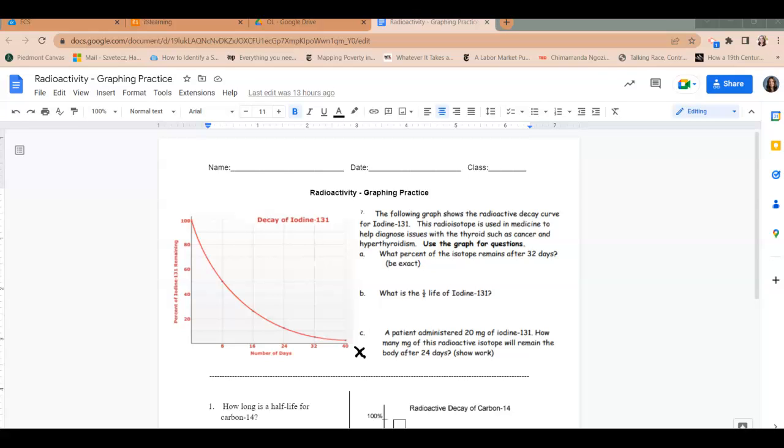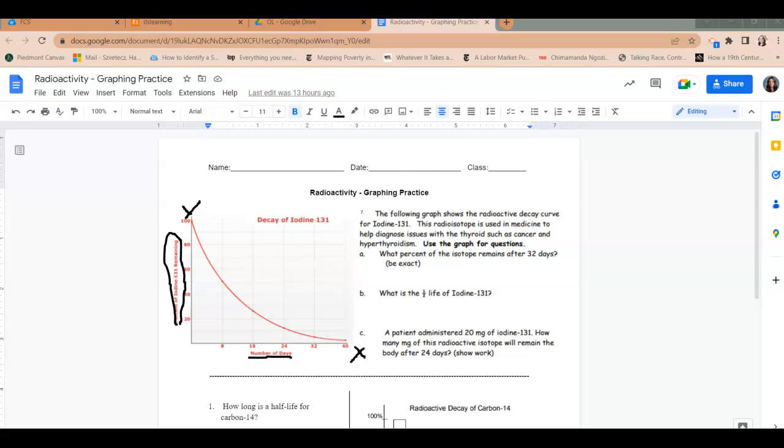Here, the x-axis is telling us the number of days. I know this is kind of hard to see, but it's 8, 16, 24, 32, and 40. So we're looking at these number of half-lives, or how many days that we're looking at, how long it takes. Then on your y-axis, we see that it is the percent of iodine remaining. So it's not an actual gram, it's an actual percent.